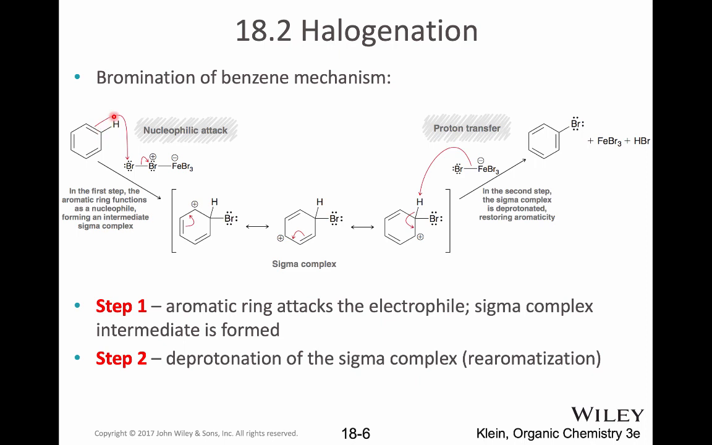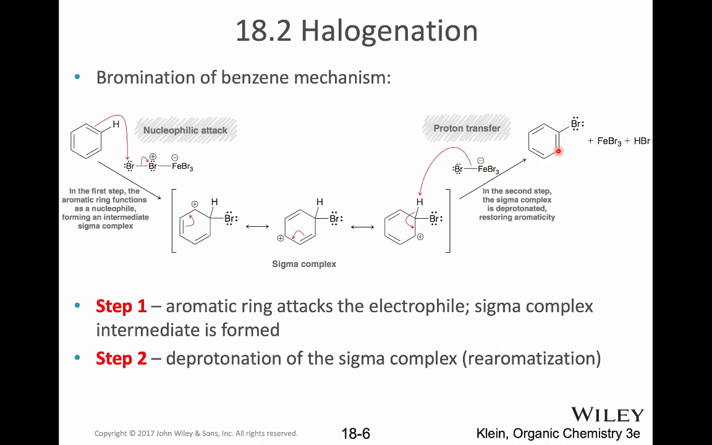You do the nucleophilic attack, so the double bond attacks the electrophilic bromine, kicking out the leaving group. This is the rate determining step. This gives you what we call the sigma complex, a resonance stabilized carbocation. Then you do an elimination reaction. The Br minus removes the proton, so you do a proton transfer and remake the double bond to give you back your aromatic ring as a substituted product.